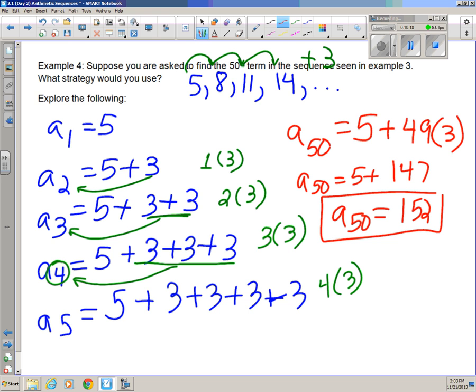So if you know the first number and you know the common difference, it makes it really easy to figure out how far you have to go, because the number of common differences is always one less than the term position you're in. Let's see if we can put that into a formula.